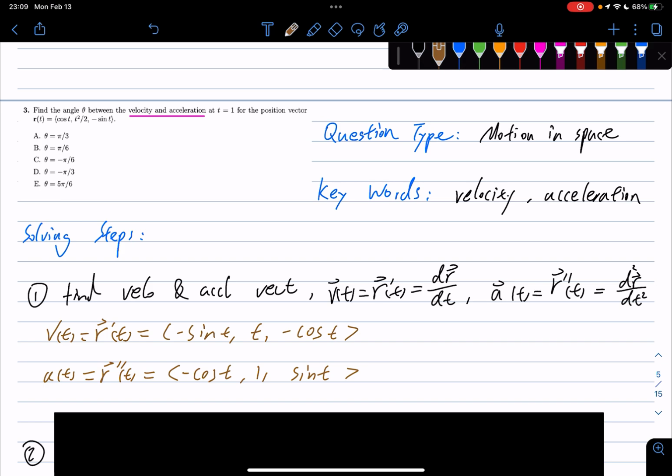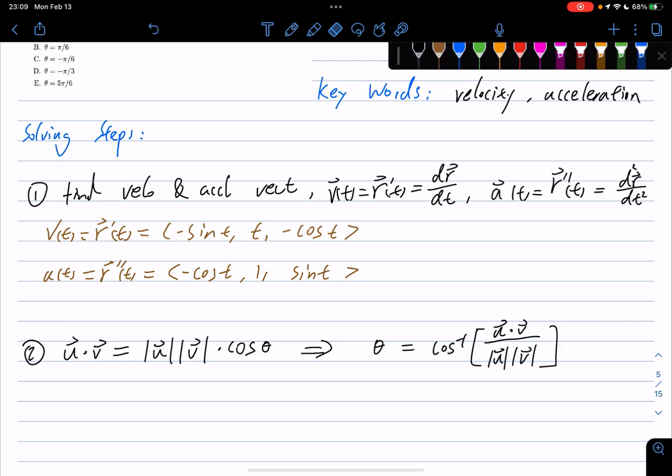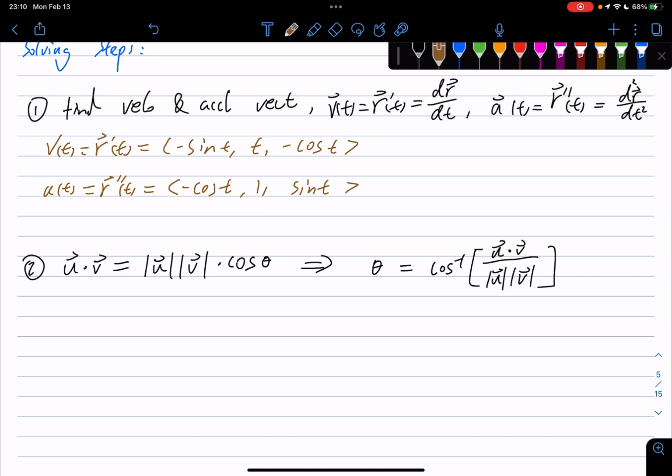Once you obtain them, that's why I said it's a bit of a mix of both. In this particular problem, we're going to take advantage of the basic properties of the dot product. We can rewrite the dot product as the product of magnitudes times the cosine of the angle. So if you rearrange them, you can get the angle between the vectors. So let's start with u dot v. In this case, we have r prime of t dotted with r double prime of t. So it's going to be sine t cosine t plus t minus sine of t cosine of t equals t.